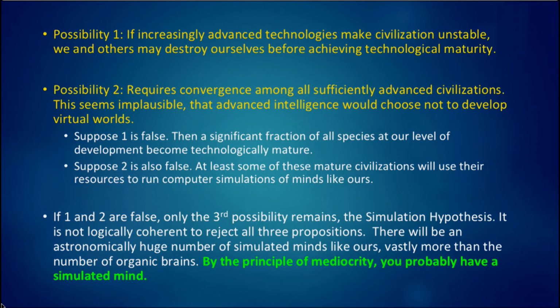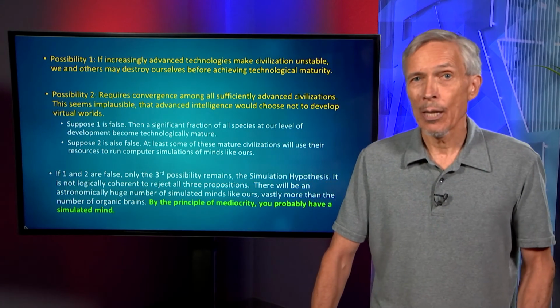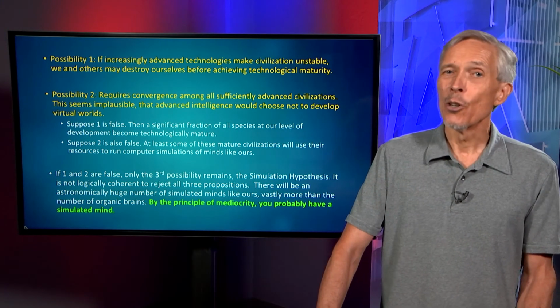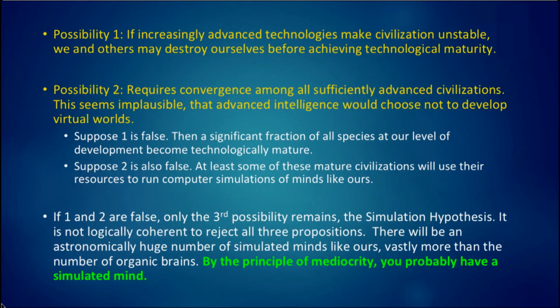One possibility is if increasingly advanced technologies make civilization unstable, we and others like us may destroy ourselves before we gain this amazing capability. That's a sobering possibility that we have to take seriously because of our own difficult history with technology, where for everything like an iPhone, there's something like a nuclear bomb that could destroy us many times over. A second possibility is that it requires convergence among all these sufficiently advanced civilizations for none of them to engage in the activity of creating simulated entities like us.